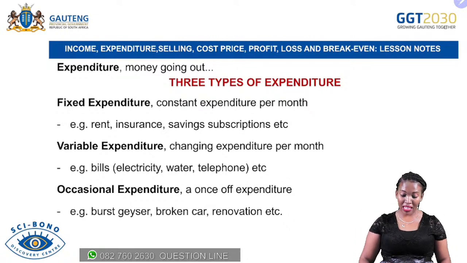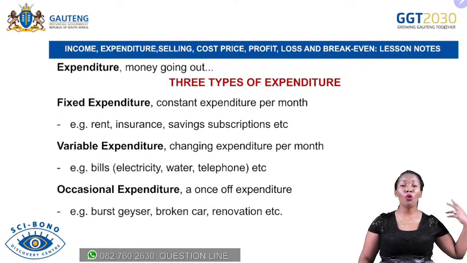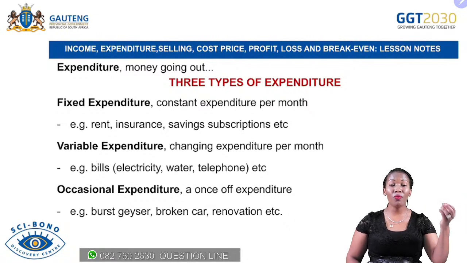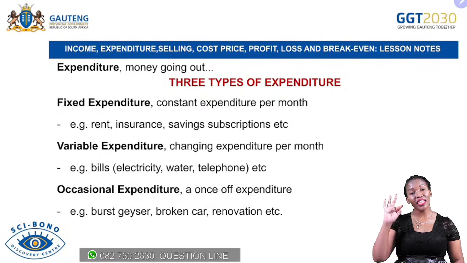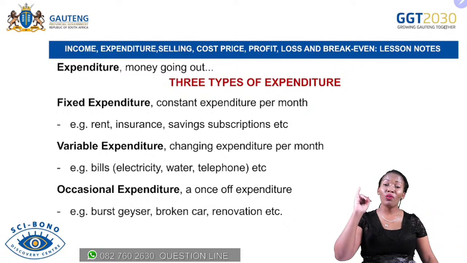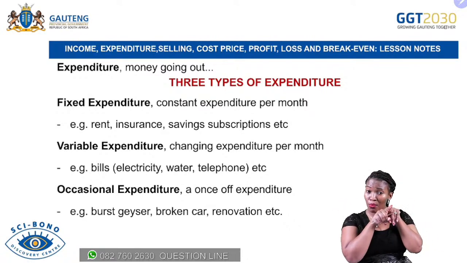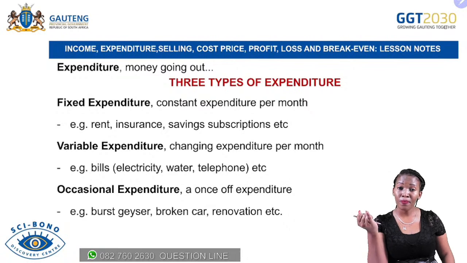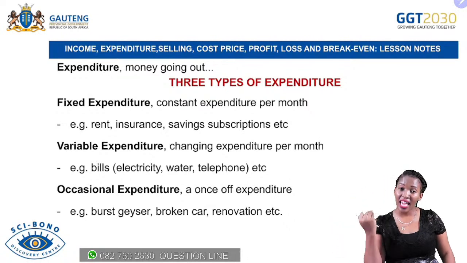So guys, expenditure, it is the money that you spend or the money that is going out. When you are losing that money, when you are spending that money, then we are saying that you are doing what? That is an expenditure, or that is an expense. And then, like income, there are also 3 types of expenditures. We've got fixed expenses, we've got variable expenses, we also have occasional expenses.